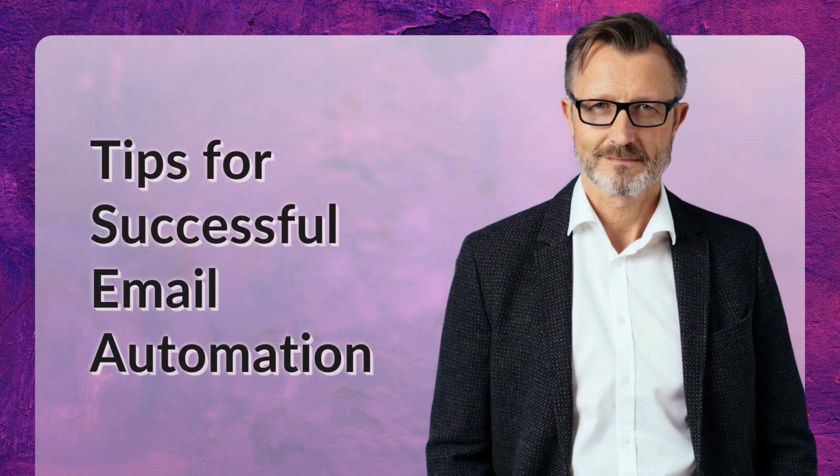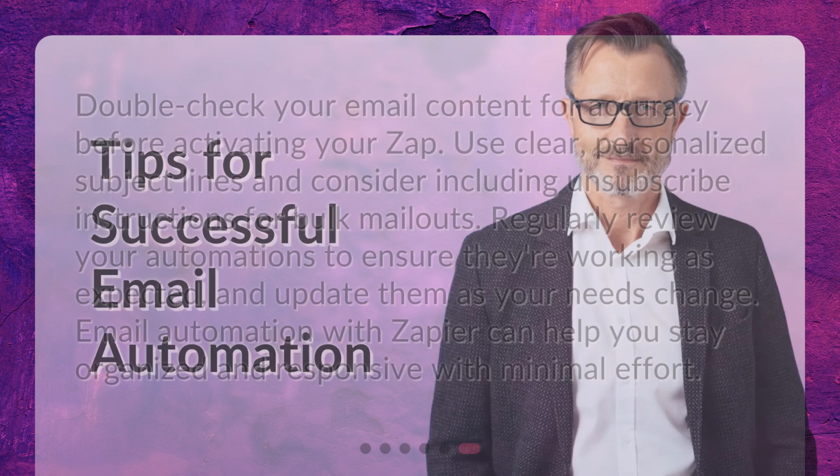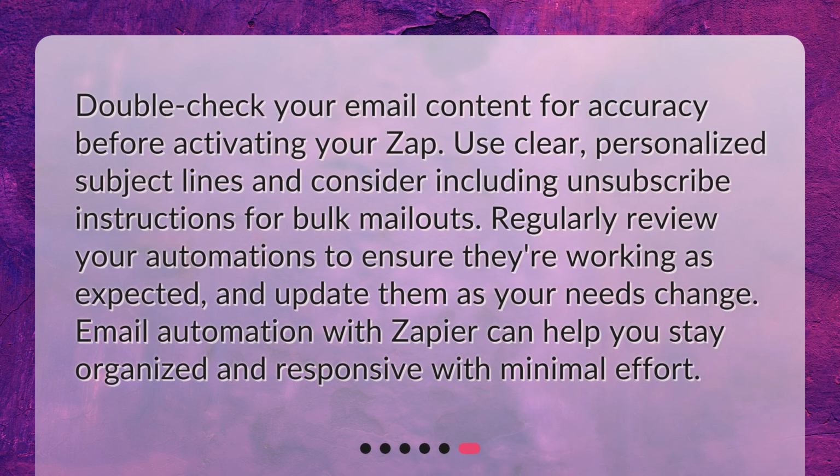Tips for successful email automation. Double-check your email content for accuracy before activating your Zap. Use clear, personalized subject lines and consider including unsubscribe instructions for bulk mailouts. Regularly review your automations to ensure they're working as expected and update them as your needs change. Email automation with Zapier can help you stay organized and responsive with minimal effort.